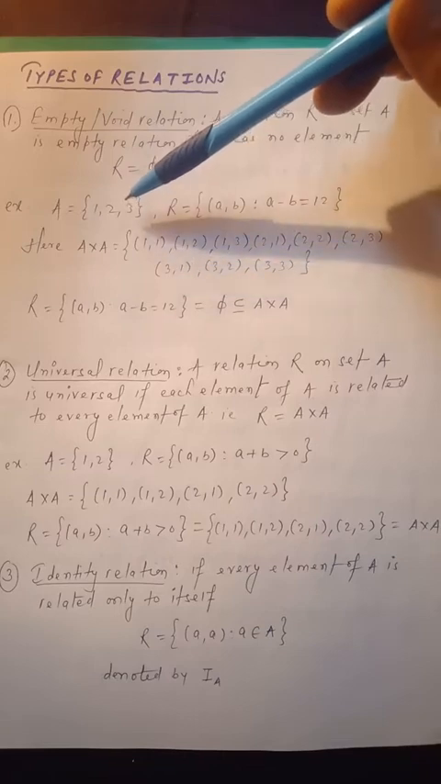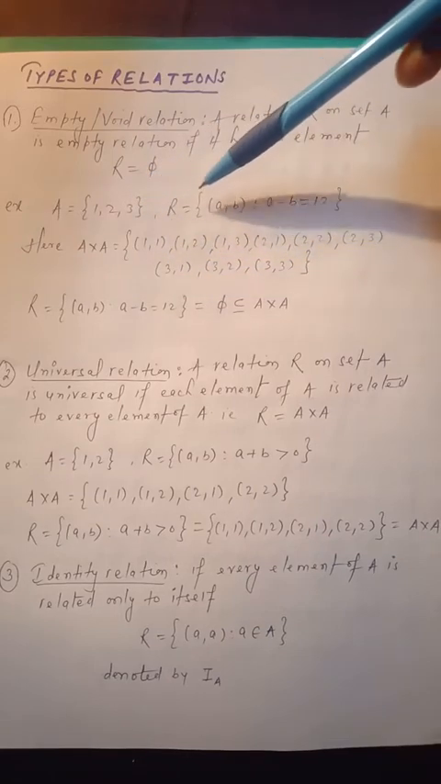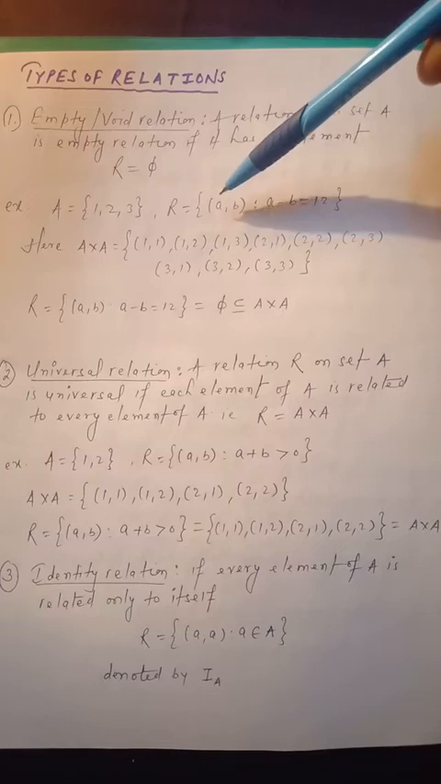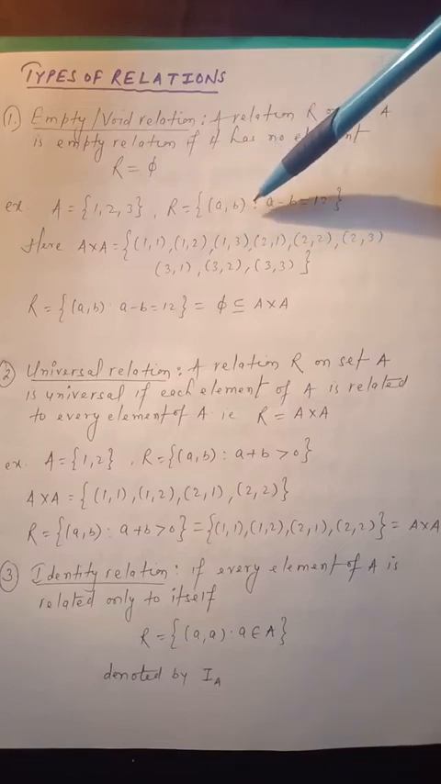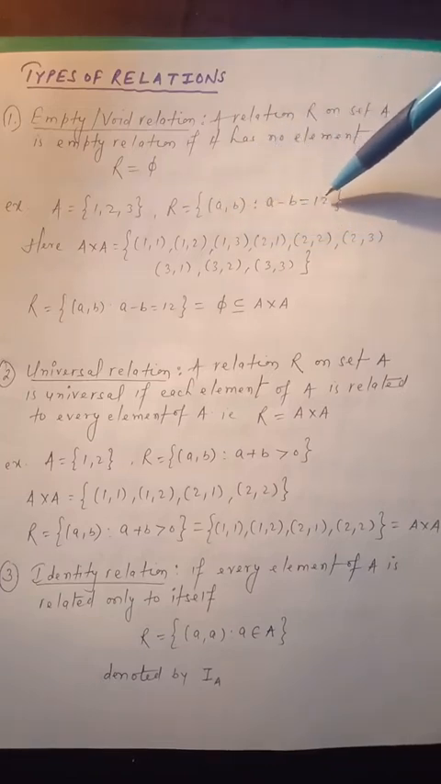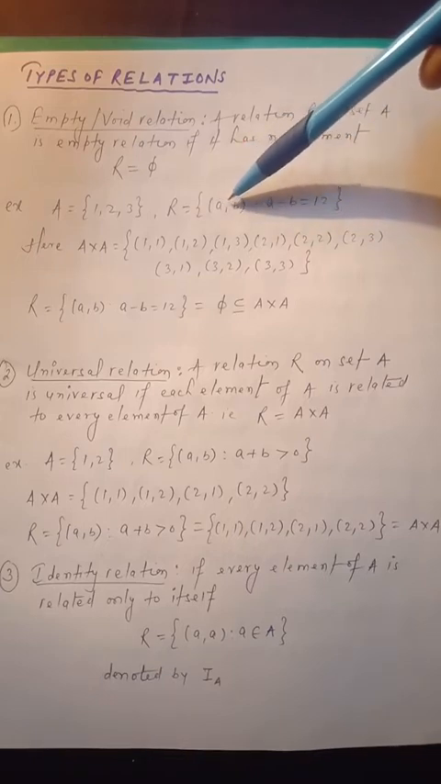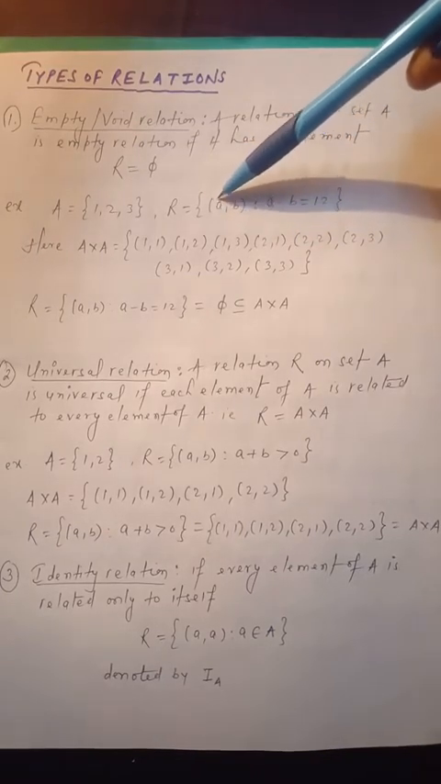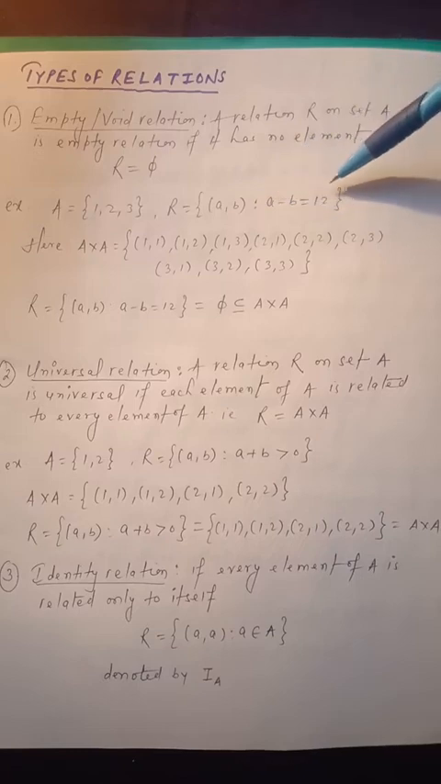If set A is {1, 2, 3} and R is a relation defined by (a, b) such that a minus b is equal to 12, it means the difference of the first and second numbers present in the ordered pair is 12.